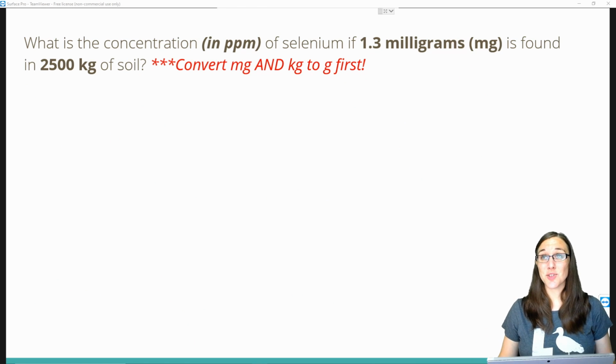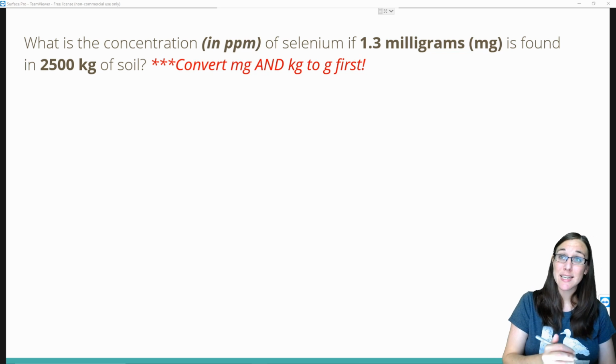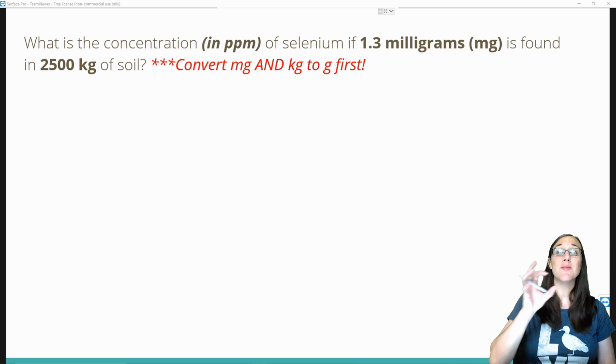What is the concentration in parts per million of selenium if 1.3 milligrams is found in 2,500 kilograms of soil? So this is just like the last one in that we have to convert first our milligrams and our kilograms to grams. Remember, our original equation only has grams in it, so we need to fit our variables in terms of the equation's setup. So we need to make sure everything matches before we can plug and chug.